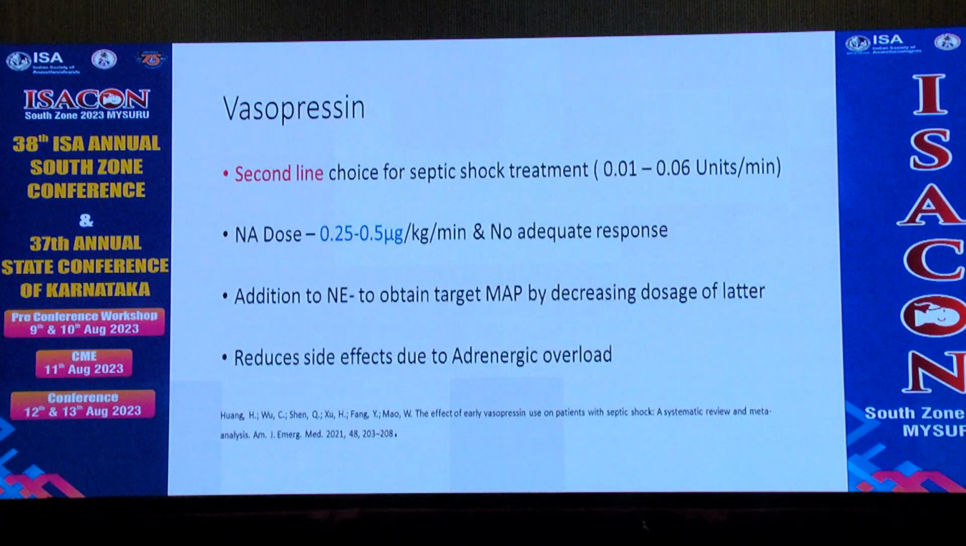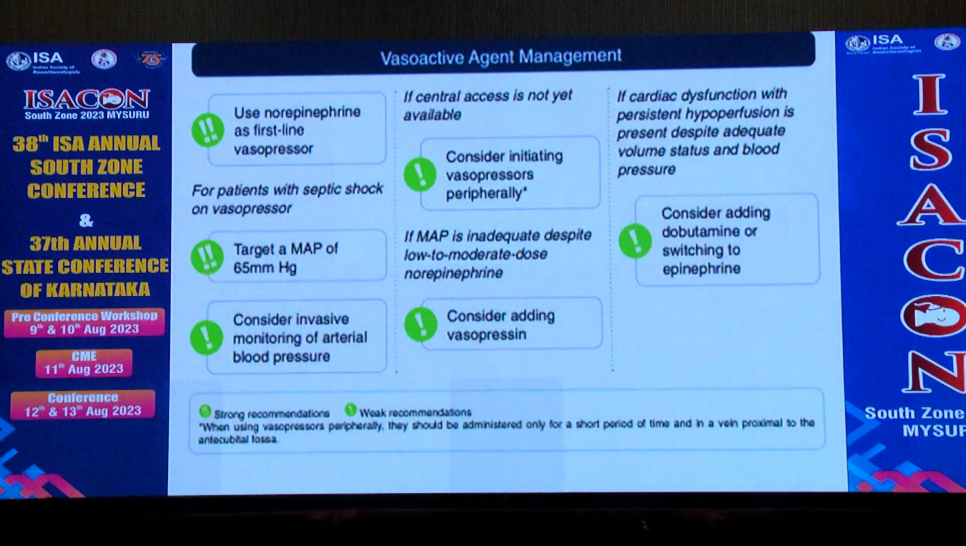Here we are supposed to go for the second line of vasopressor, that is vasopressin. Whenever you have started the noradrenaline, the dose is going at 0.25 to 0.5 microgram per kg per minute and there is no response, you can go ahead and start vasopressin. The added advantage is that it can prevent the side effects posed by noradrenaline, that is the adrenergic overload.